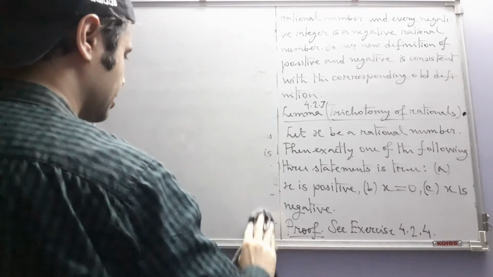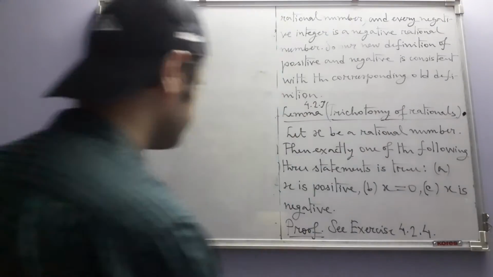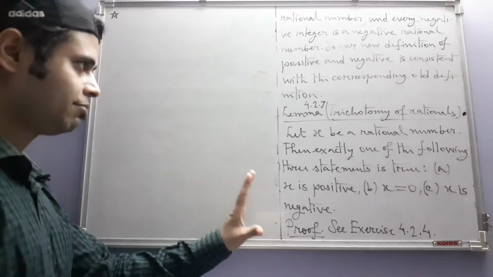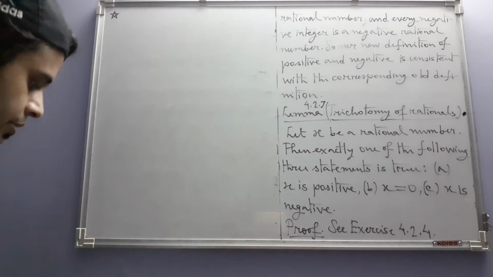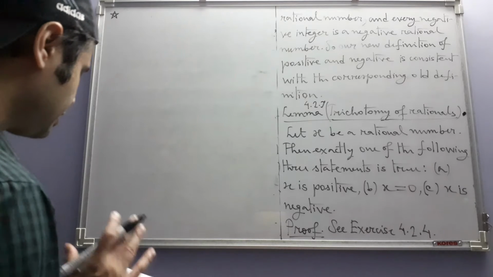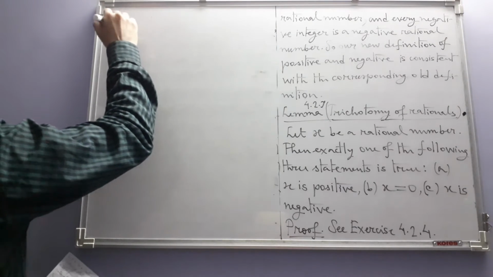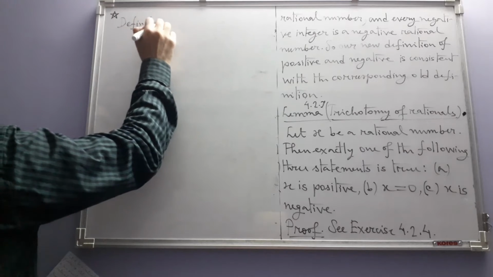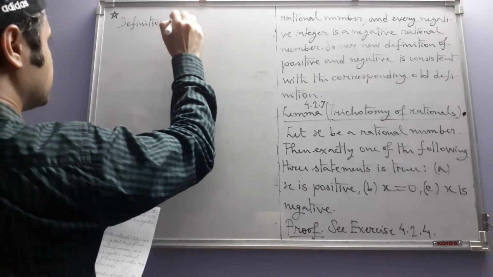Proof is easy, but nevertheless a proof is needed anyhow. Okay, now having this definition of positivity, negativity, etc., we are now ready to define an order relation on the set of rational numbers. So this is the next and the last definition of this section, 4.8.